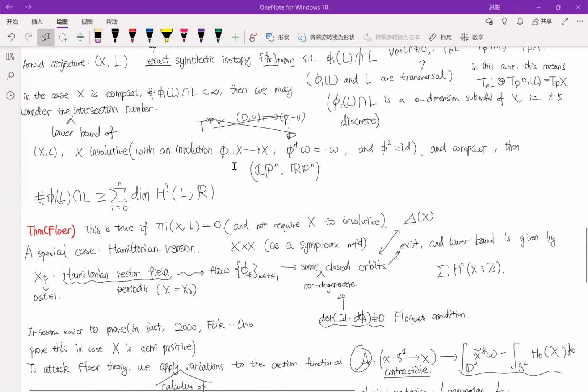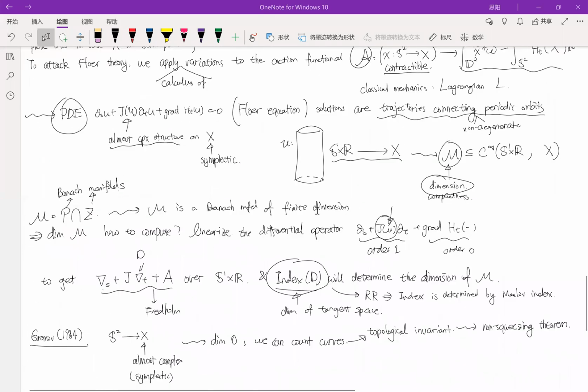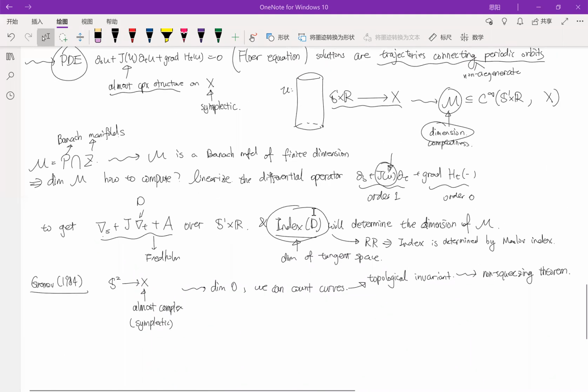Oh, there may be some remarks. Yes, in order to compute the index, we need the involution, because there are easy counterexamples in the case where there is no involution, and maybe there is a beautiful picture drawn by Arnold. Let me find out where his picture is. That will give an easy counterexample, so we must need the involution.